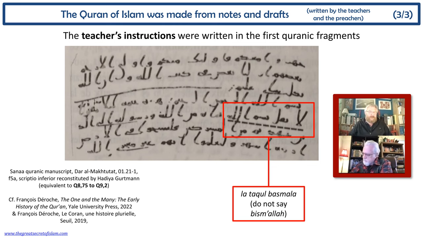For example, at the beginning of Surah 9, we find here in the red square the instruction, La takul basmala. You do not say bismillah. You do not say in the name of God. And I think this one and many others that Dr. Hilali pointed out in a book are instructions of a teacher, a sort of master teacher, who teaches his apprentice preacher how to preach, what we already talked about, Jay, in our previous video, how to preach to the Arab audience about the Arabic lectionary.